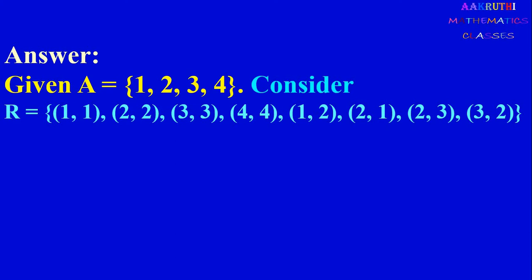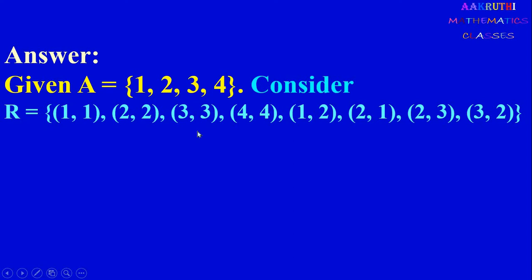To make R reflexive, you should consider the ordered pairs (1, 1), (2, 2), (3, 3) and (4, 4) belong to R. Then it is also symmetric. Now here we consider (1, 2). If (1, 2) belongs to R, then (2, 1) should belong to R. And (2, 3): if (2, 3) belongs to R, then (3, 2) should belong to R.